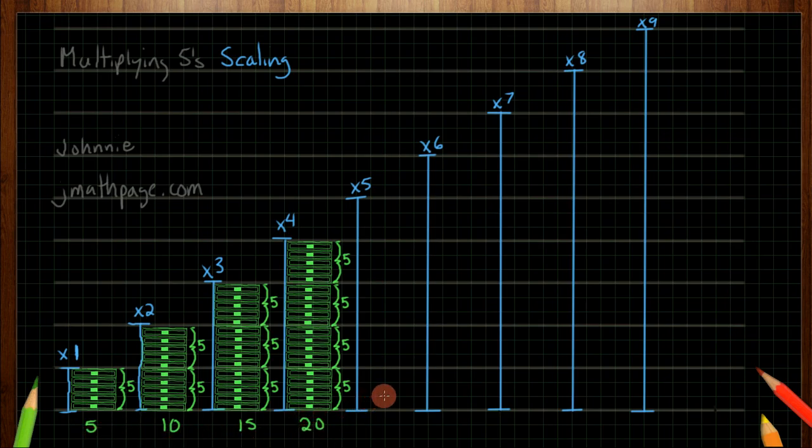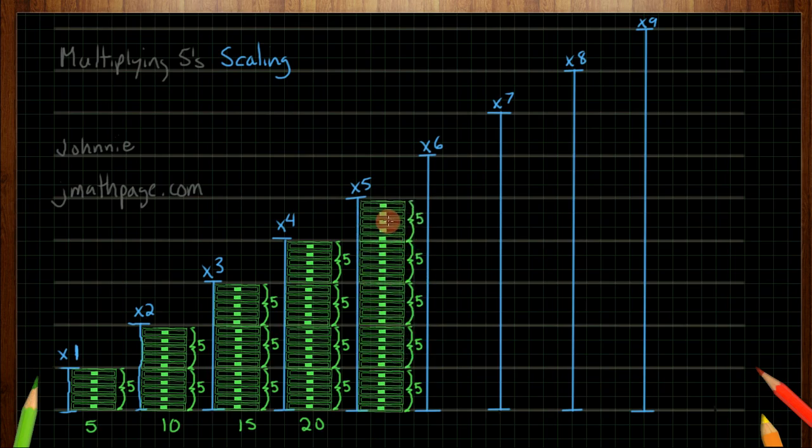5 stacks of 5 boxes. 1, 2, 3, 4, 5 stacks of 5 boxes. How many boxes altogether? 5, 10, 15, 20, and 5 more gives us 25. 5 times as many boxes here as here.